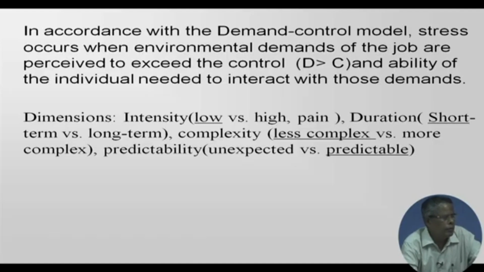complexity and predictability. Say for example, take the example of pain that we get in the body. If the pain is of low intensity and it is for a shorter duration and it is less complex and it is predictable that it occurs in a certain part of the body, then such type of stress is less damaging to the individual. Contrarily, if the pain is very high, the duration is long and it occurs in different parts of the body, not localized to a particular part, and it is unpredictable, then it leads to more stress. So, therefore, the experience of high stress and low stress depends on the intensity, duration, complexity and predictability of the stressful stimuli.